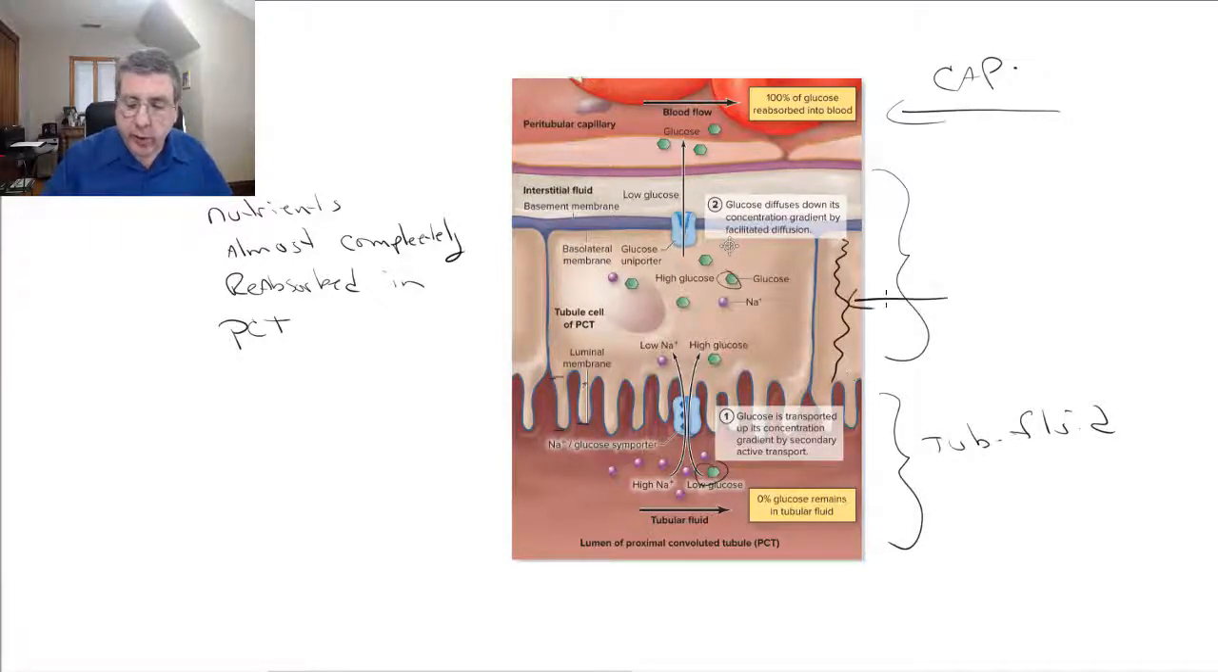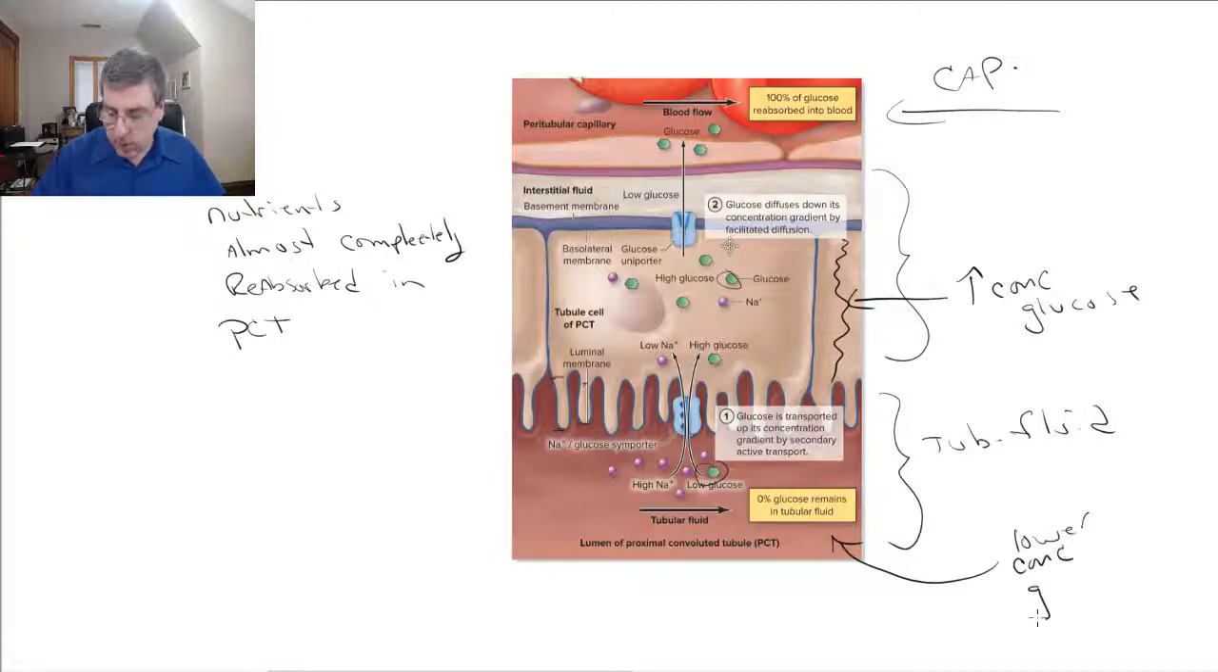So this, you're going to have high concentration of glucose versus lower concentration of glucose, okay? So now how does glucose go from the tubular fluid that's lower concentration to a higher concentration within the simple cuboidal epithelial tissue of the proximal convoluted tubule? And that is through a sodium glucose symporter.